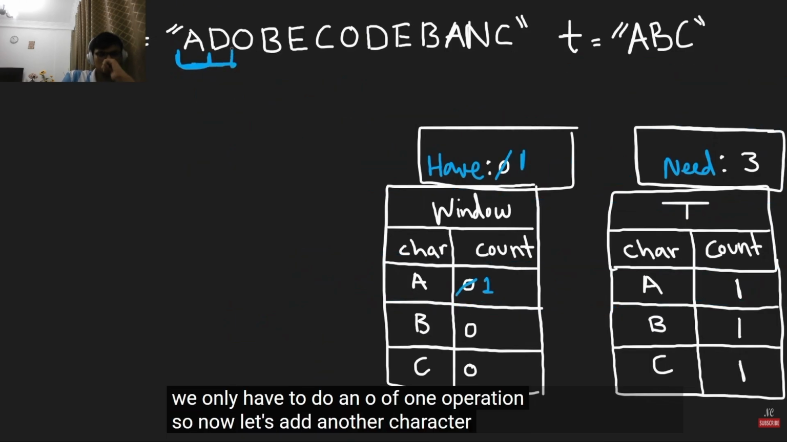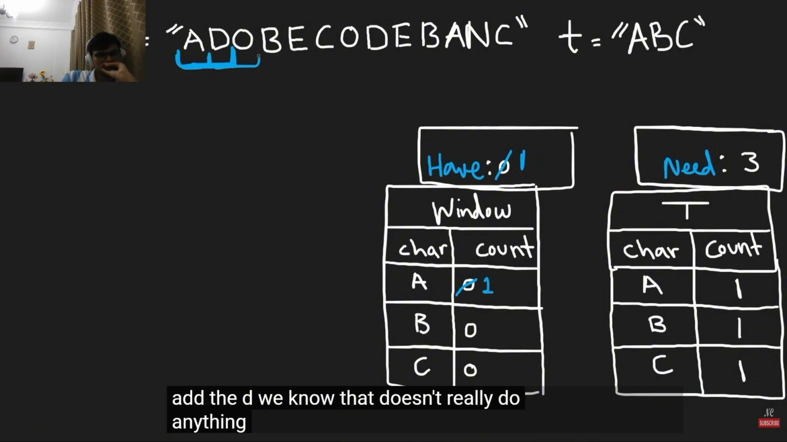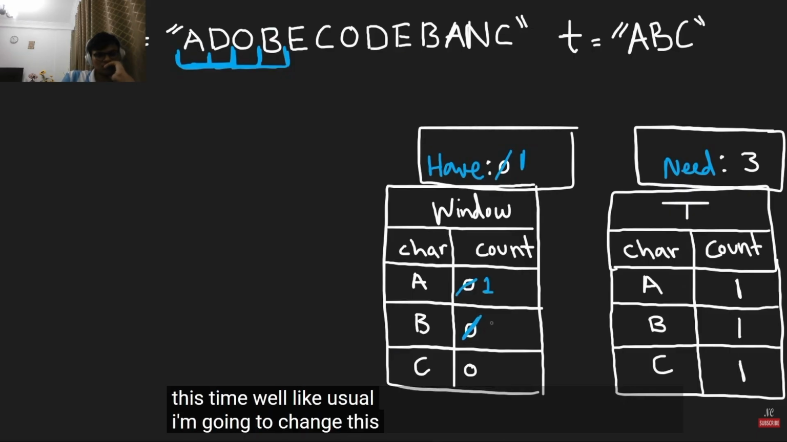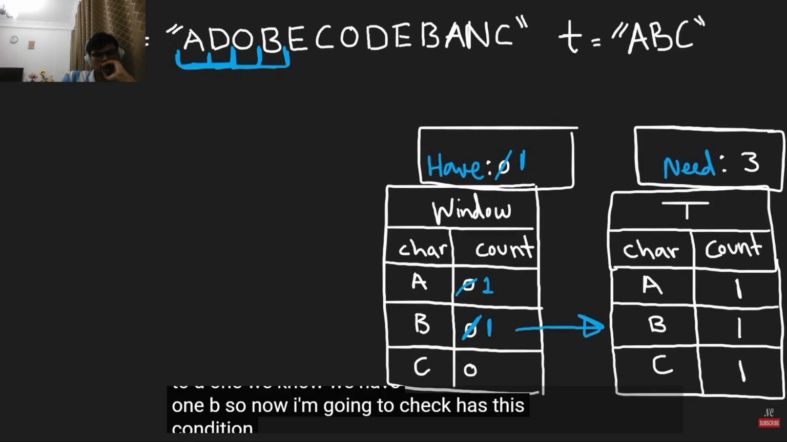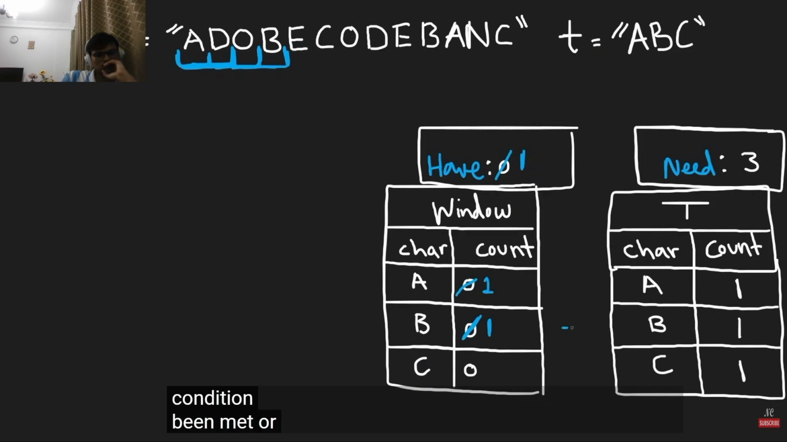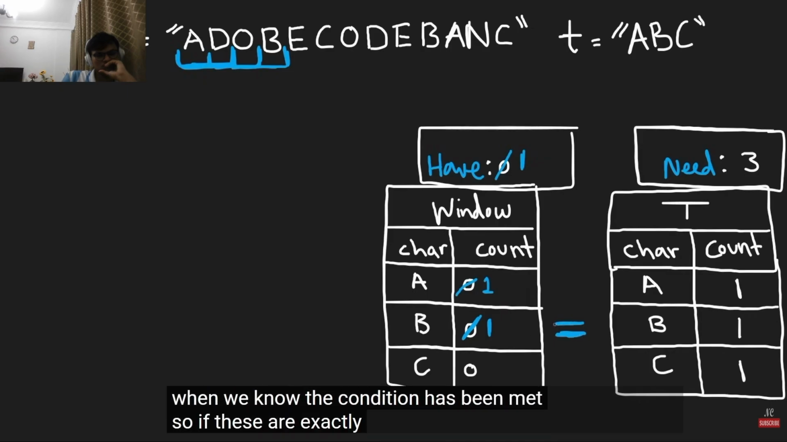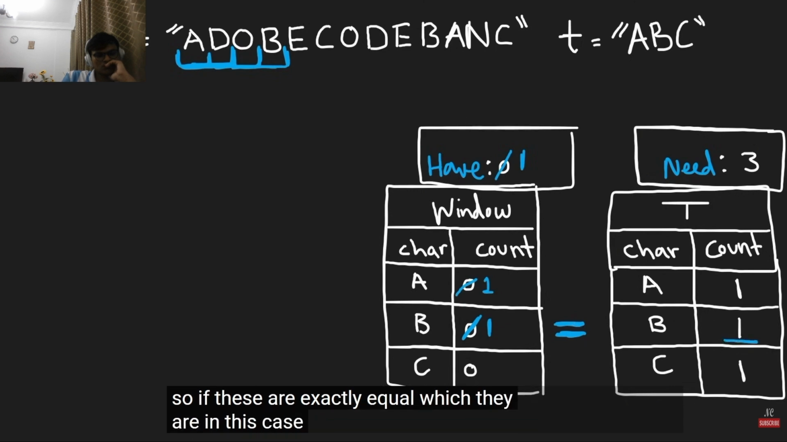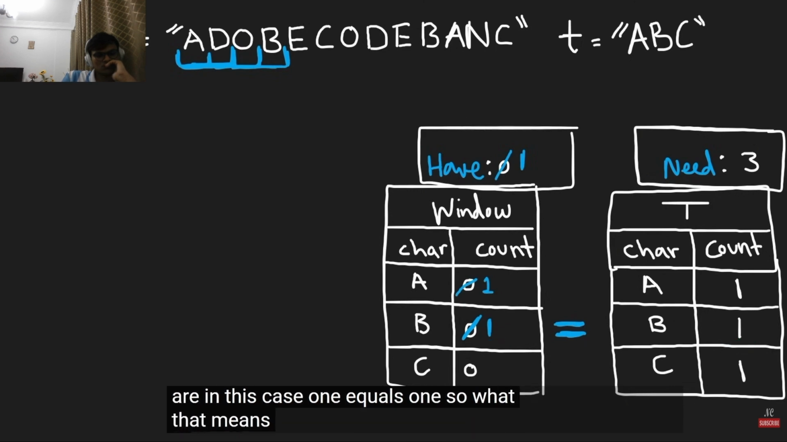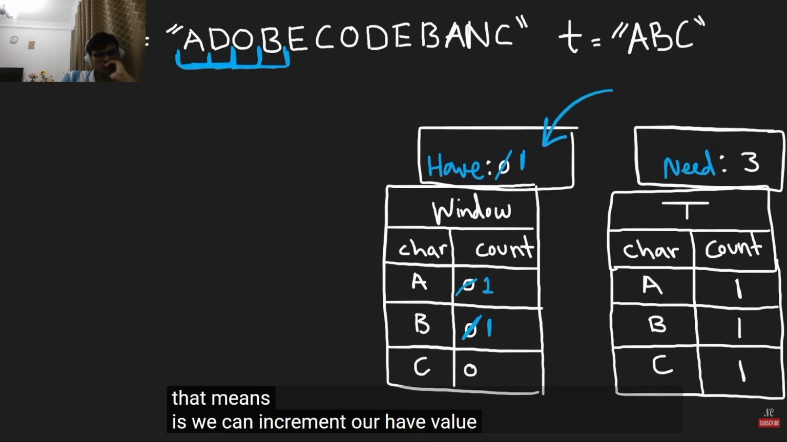So now let's add another character. Let's add the D. We know that doesn't really do anything. We add the O. That doesn't do anything. We add a B. This is good. So how am I going to do things differently this time? Well, like usual, I'm going to change this 0 to a 1. We know we have 1 B. So now I'm going to check, has this condition been met? I know last time I showed you greater than or equal, but really what we're looking for is, are they exactly equal? Because that's when we know the condition has been met. So if these are exactly equal, which they are in this case, 1 equals 1, what that means is we can increment our have value by 1.